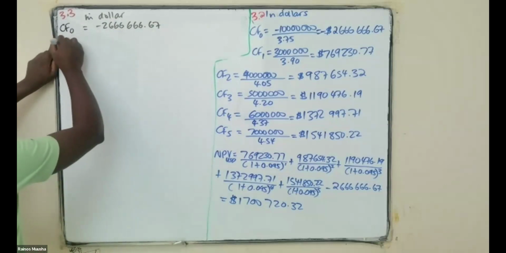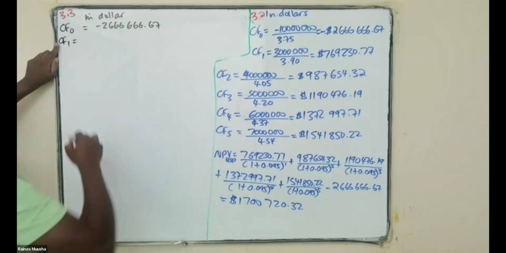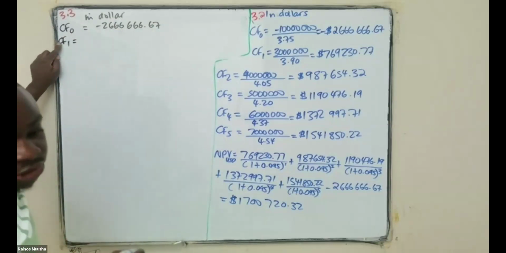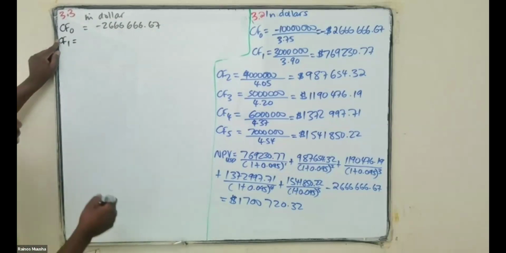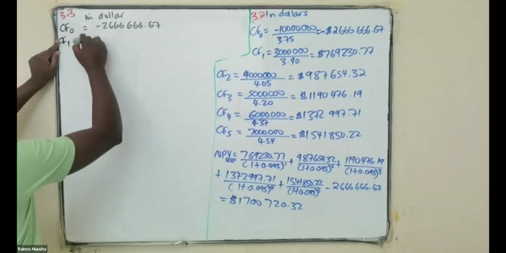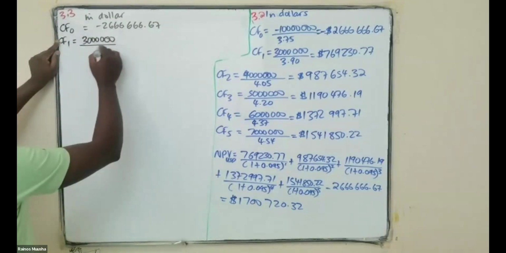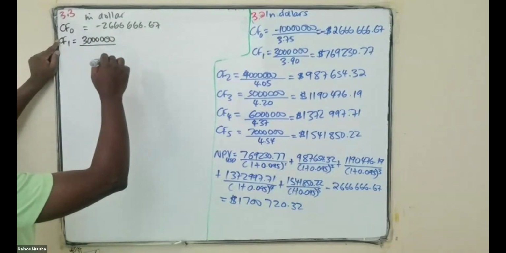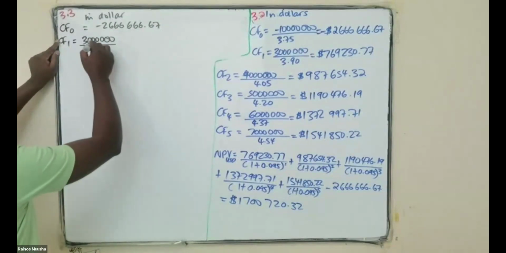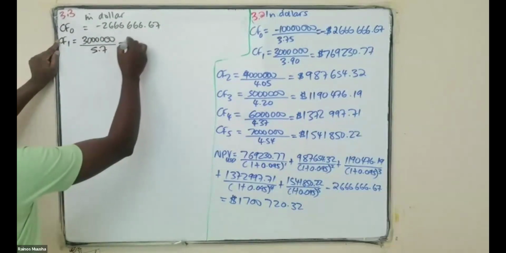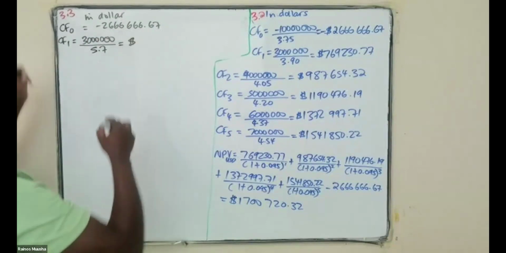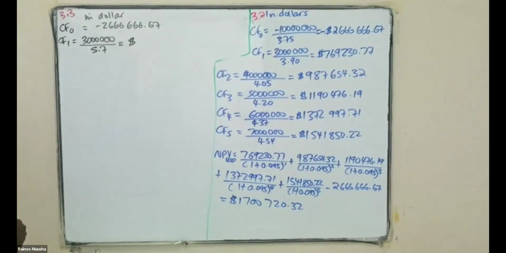But now our cash flow for period 1 is going to change because the exchange rate is going to be different. We have a cash flow in ZAR of 3 million, but the exchange rate is now 5.7. So how much is the cash flow in dollars? How much do you get as the cash flow in dollars?